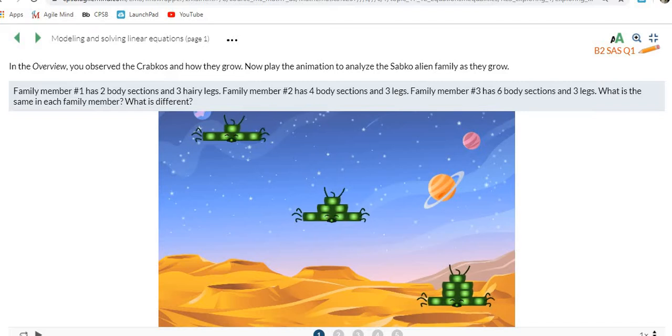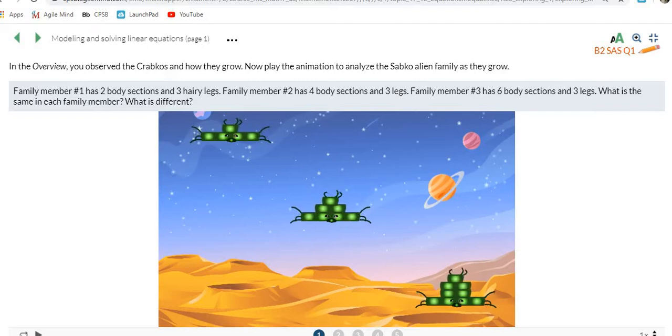They don't have the same size body section. Each are increased by 2. Okay, they're each increased by 2. I'll agree with that. So family member 1 has a body section of 2. Family member 2 has a body section of how many? 4. And family member 3 has a body section of 6.